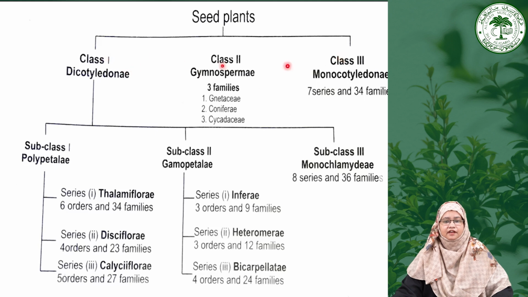The dicotyledons are further classified into three subclasses: polypetalae, gamopetalae and monochlamydeae. And these subclasses are further classified into different series in dicotyledons and also in monocotyledons. So, starting from the subclass polypetalae, they have three series: thalamiflorae, disciflorae and calyciflorae. So, we will start from the series thalamiflorae.